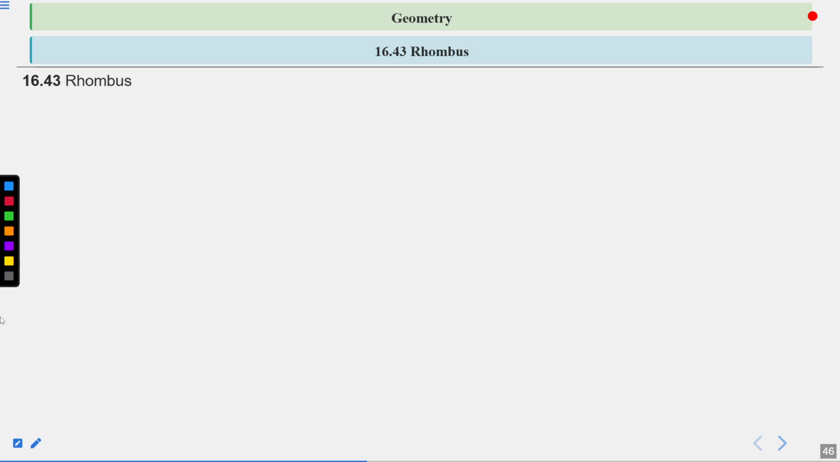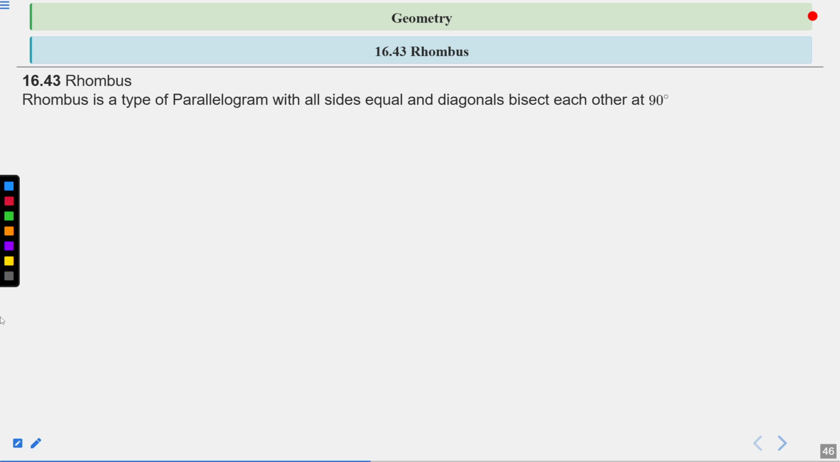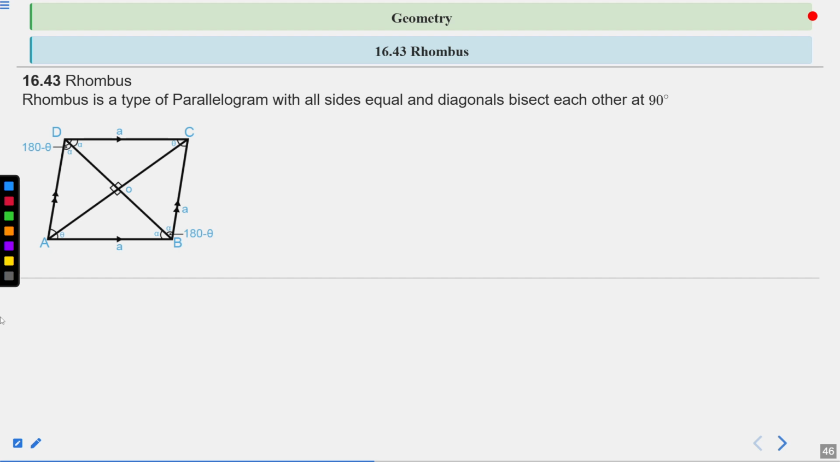Now see the rhombus. A rhombus is a type of parallelogram with all sides equal, and the diagonals bisect each other at 90 degrees. This is the diagram of the rhombus where all sides are equal and the diagonals bisect each other at 90 degrees. It means angle AOB is 90 degrees. In the same way, this is also 90 degrees, this is also 90 degrees, and this is also 90 degrees. So the diagonals bisect each other at 90 degrees. We can clearly see that, and all sides are equal.